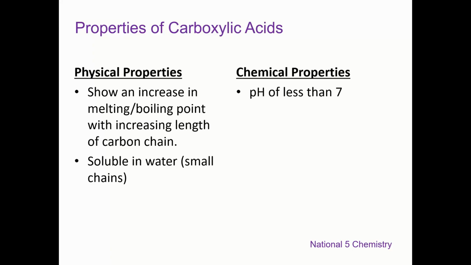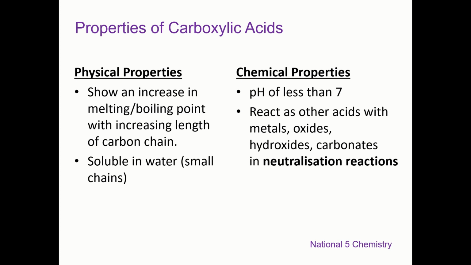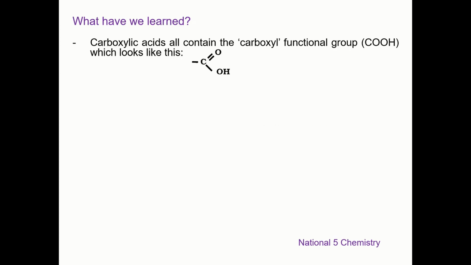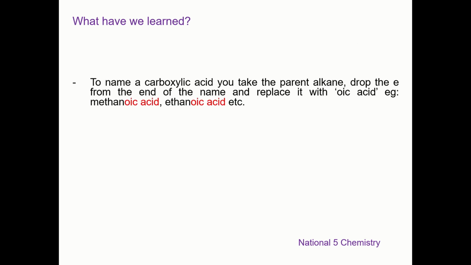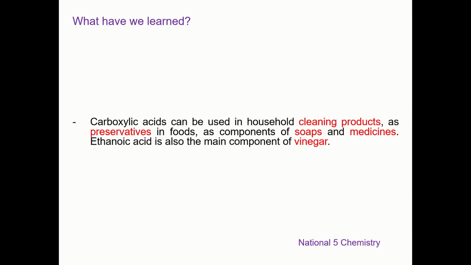We call them carboxylic acids because of their chemical properties: they have a pH less than 7, looking back at this slide, and they also react in the same way that other acids do, like hydrochloric acid. I'll do that in another video for you to see the reactions of these acids. But in terms of our carboxylic acids, what we've learned is they all contain this carboxyl functional group, this COOH group and its structure. If we name it, we take away the E from the parent alkane and replace it with oic acid to get methanoic, ethanoic, and so on.